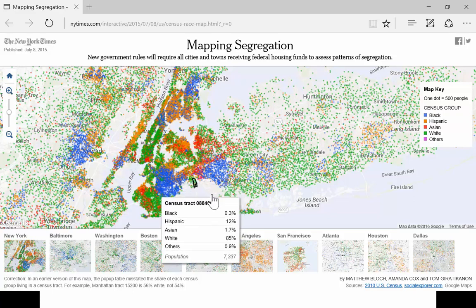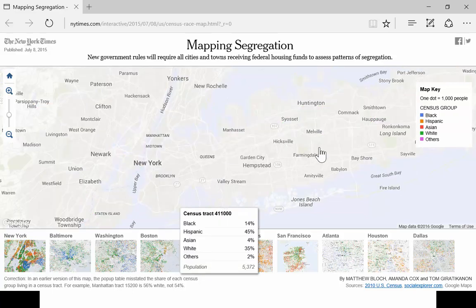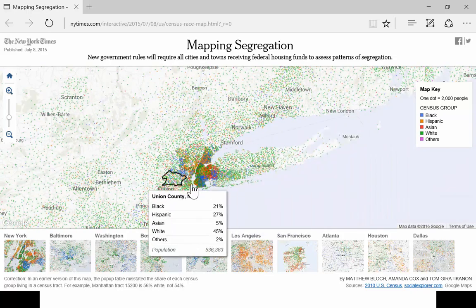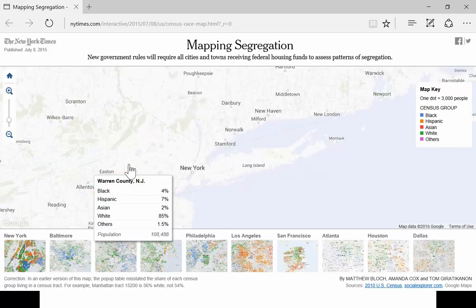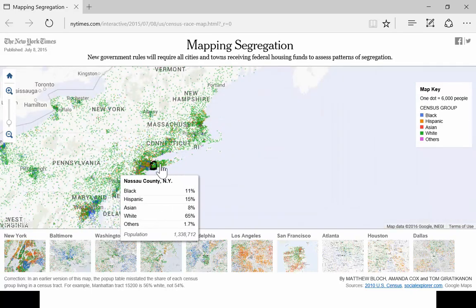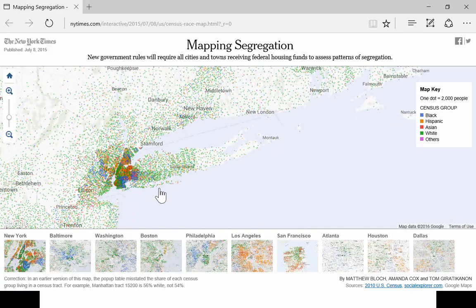It's crazy. You would think, oh, there's a bunch of racists living in New York. That's what you would think based on that. You can look at other cities. It's not that much better in other cities. There's still a lot of segregation. So I invite you to play around with this. Check out different parts of the states where you want to live. What is the story here?